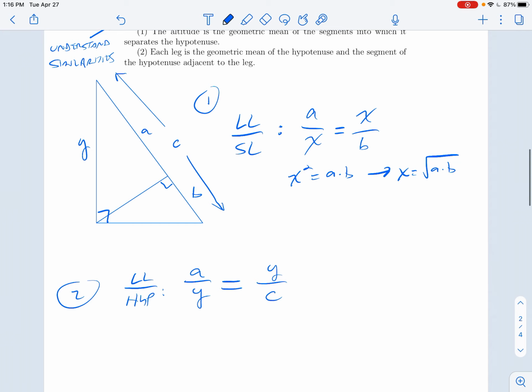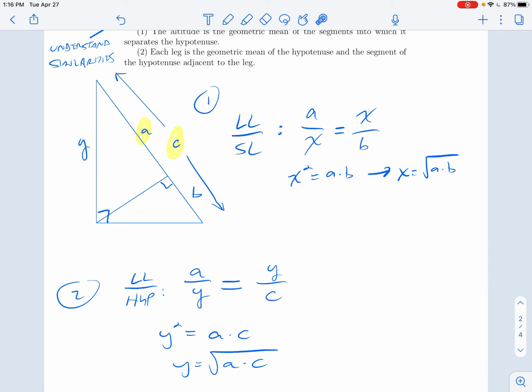All the triangles in this diagram are similar, so those ratios are equal. If I cross multiply, I get y squared equals a times c. So y is the square root of a times c. It's the geometric mean of the entire hypotenuse c and the part of the hypotenuse that's up here across from y.